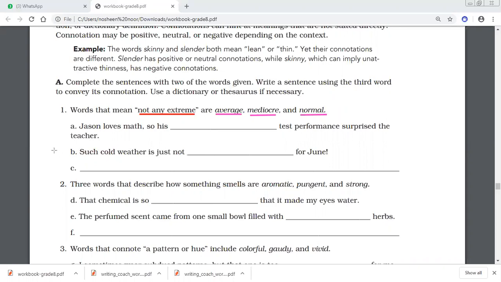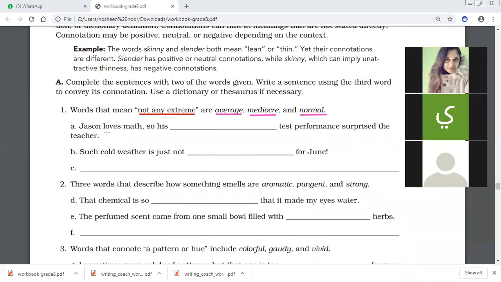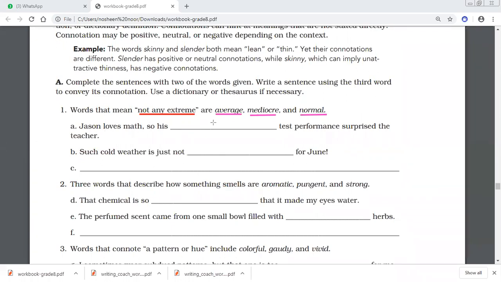Here, Jason, now you have three sentences. The last sentence is supposed to be done by you. You have to make it. First sentence says, Jason loves math. Now you have to fill in those blanks with these three words that have almost the same meaning, not any extreme, but different connotations. Jason loves math, so his dash test performance surprised the teacher.